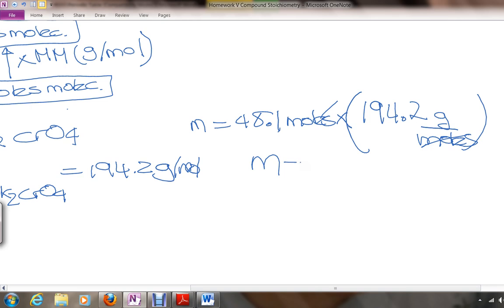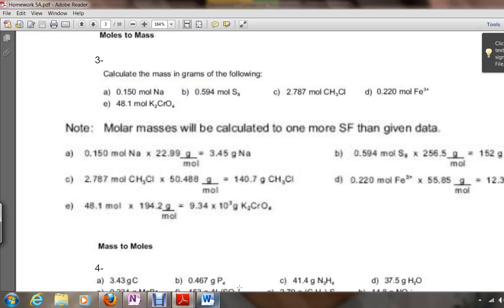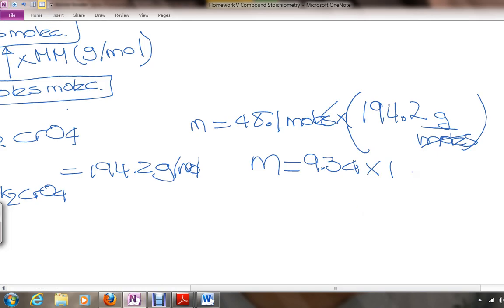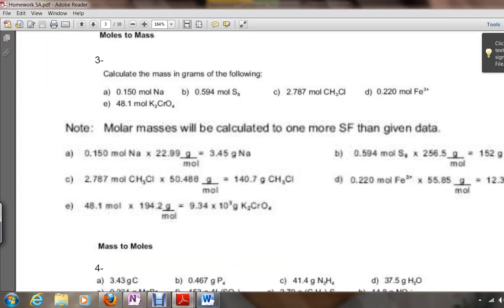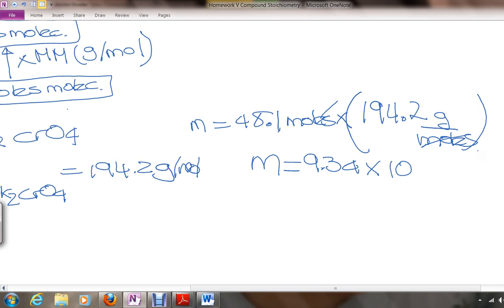Remember, always you need to write it properly: 9.34 times 10 to the third grams of potassium chromate, K2CrO4. Now that's it. That's it.